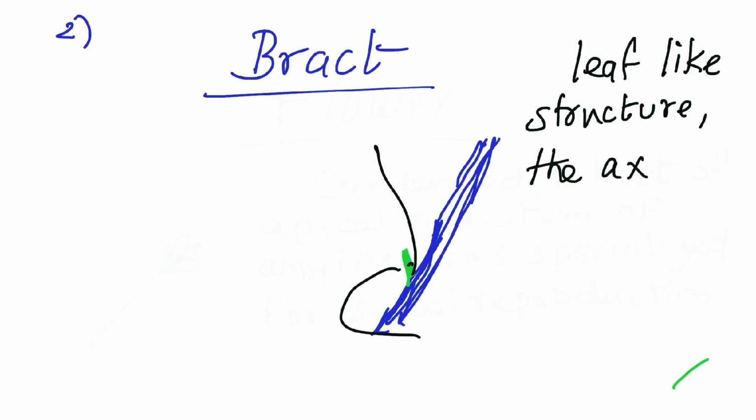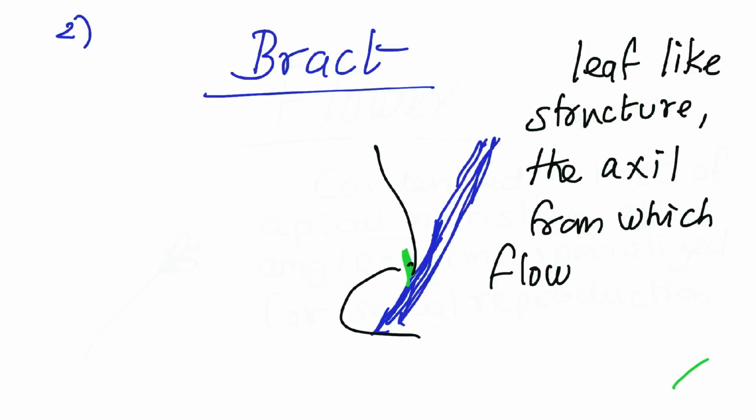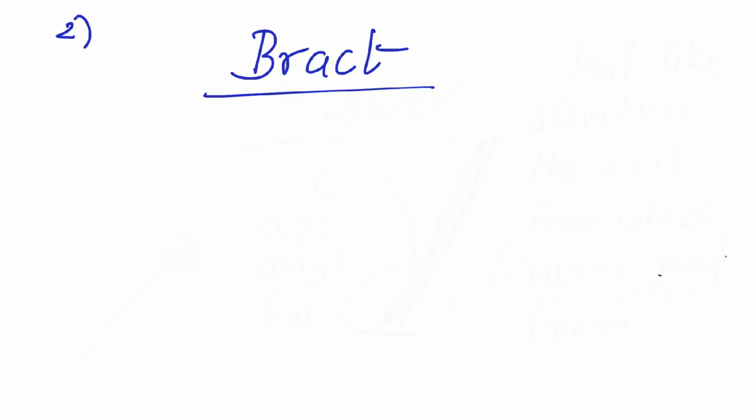So the key point here is that a bract is not a leaf. It's a leaf-like structure, which basically means it's greenish in color. So that's a key point. So don't mistake bracts for a part of a flower. Now let's look at the next point.